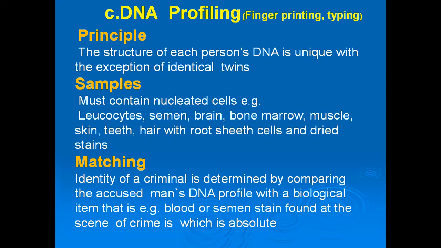Next, the most reliable and surest method of identity is DNA profiling or DNA fingerprinting or typing. I will not go into details. It's a very specialized technique, but just briefly I will tell you the importance and principle and some method. The principle of this DNA test is that the structure of each person's DNA is unique with the exception of identical twins.